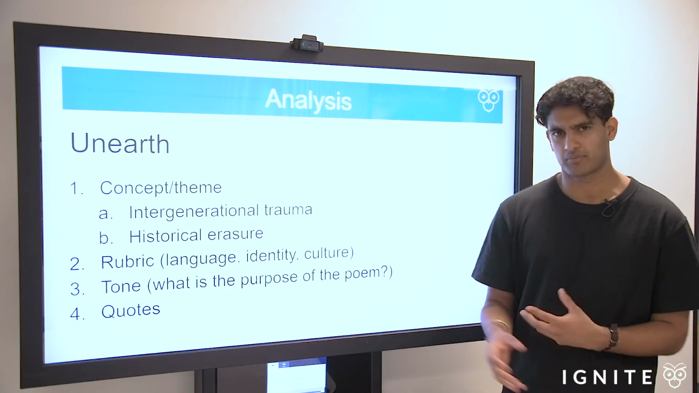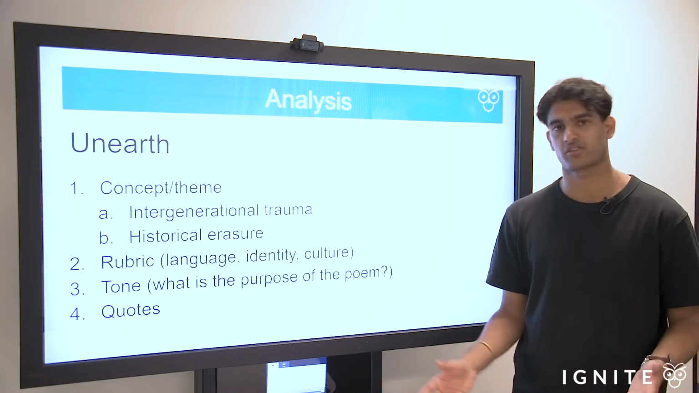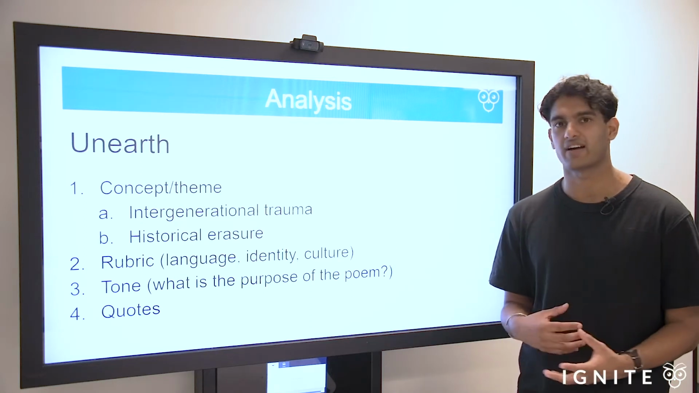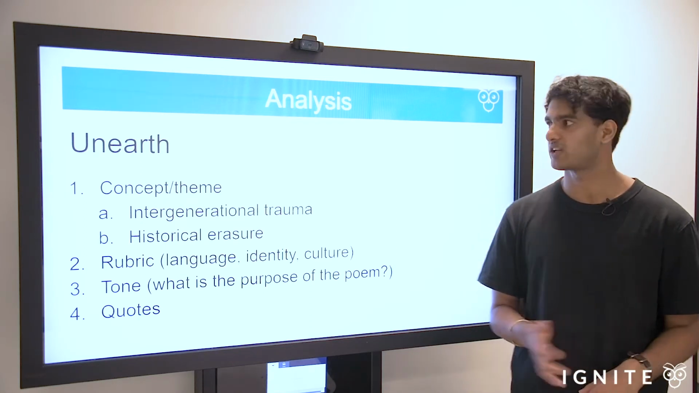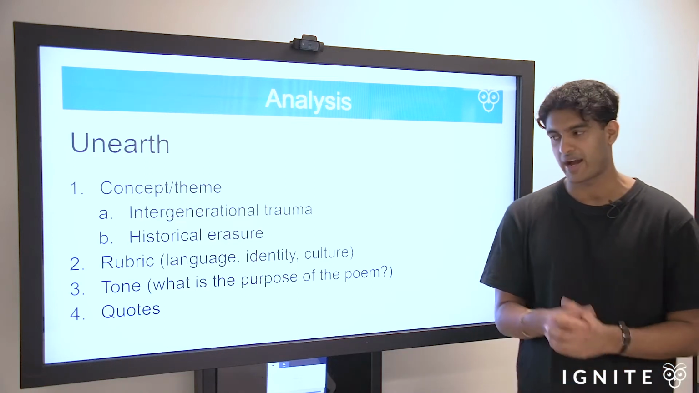The third, and we've briefly touched on this already, is the tone of the poem. What is the purpose of what it's trying to do? Here it's a call to arms, and you should be able to see that reflected in the way in which the language is used, and we'll get into that really soon. And number 4 is how to find your quotes.